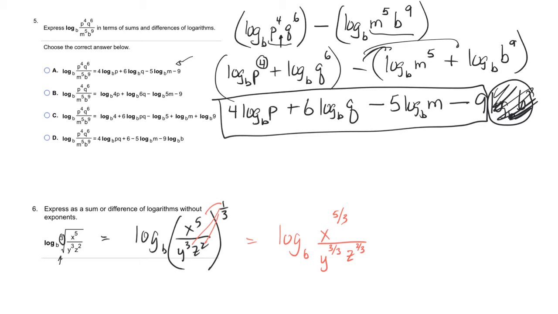And then I can do the same thing as I did above there, where I use the quotient rule to split it. So log base b of this top stuff minus log base b of this stuff, and make sure you put those in brackets so you don't mess up that negative sign thing. Okay, that's it with that one.